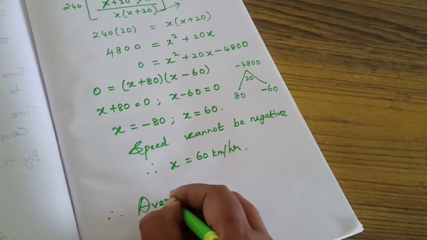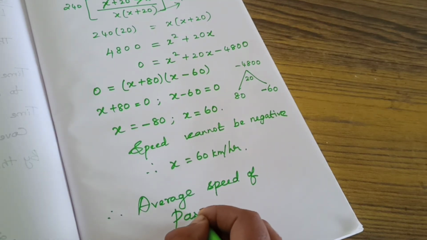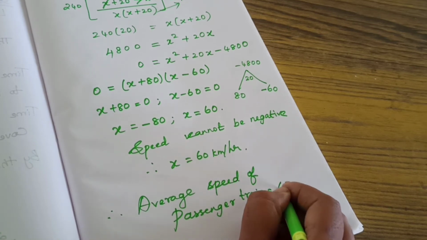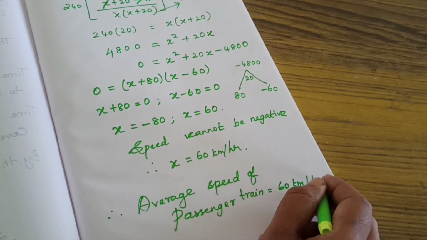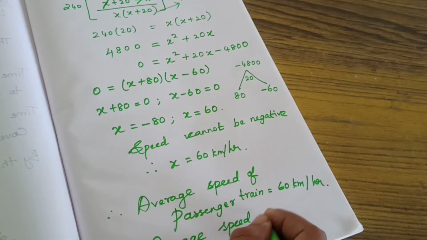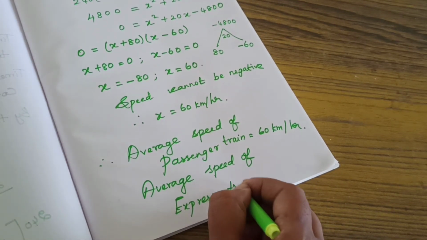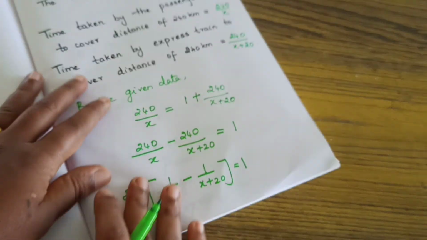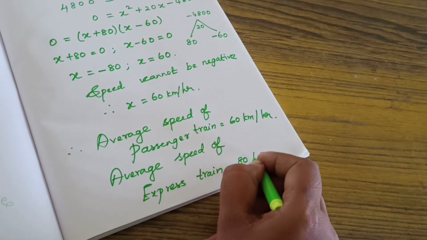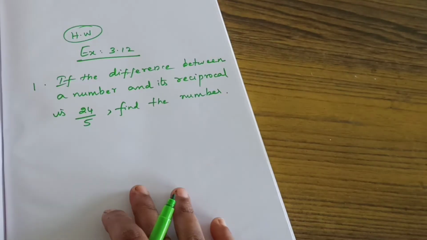Therefore, the average speed of the passenger train is equal to 60 kilometer per hour, and the average speed of which train? The express train is how many kilometer more than that? 20 kilometer more, because already we wrote that it is x plus 20. So this x plus 20 is 80 kilometer per hour. That's all the answer. Okay, got the concept clearly, students?